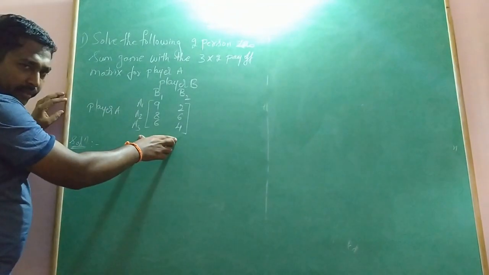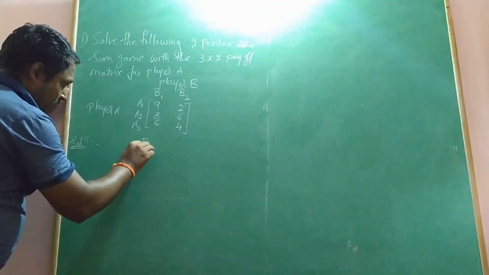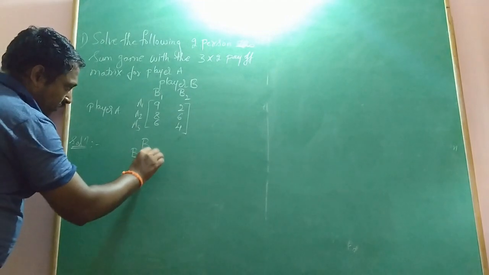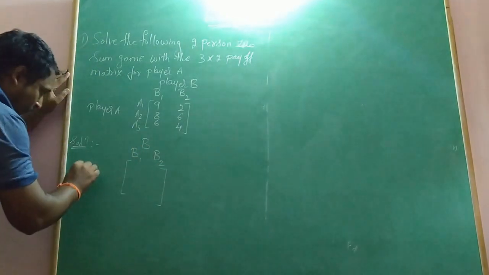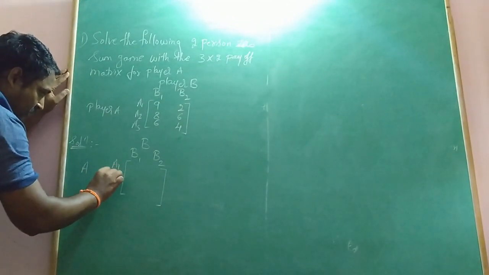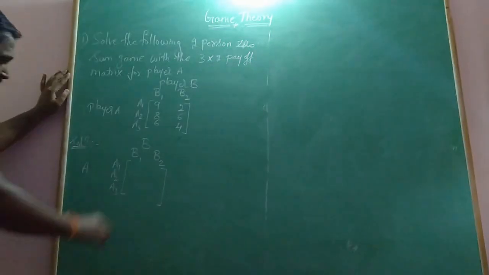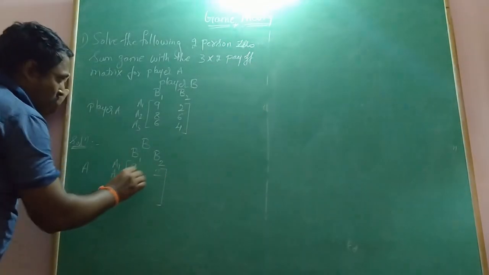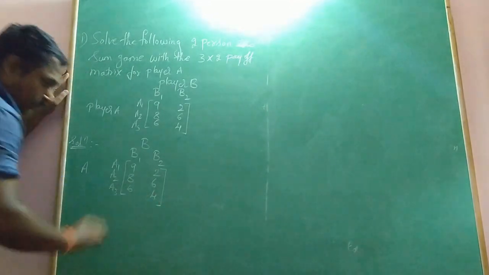What is the payoff matrix they are given? You need to copy down the same. For player B, they are given 2 strategies, B1, B2, and for player A, they are given 3 strategies, A1, A2, and A3. And the elements are 9, 2, 8, 6, 6, 4.